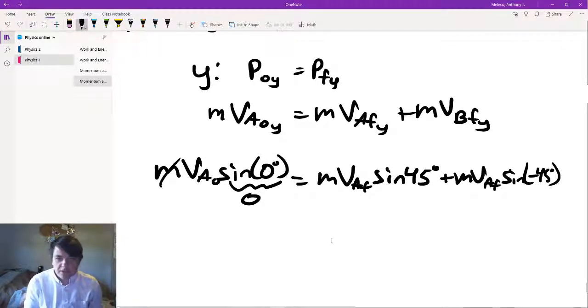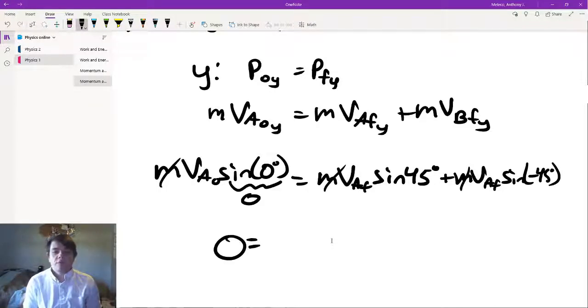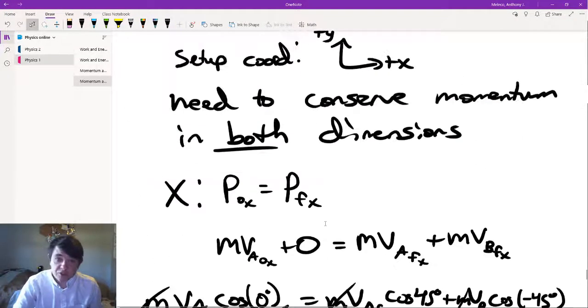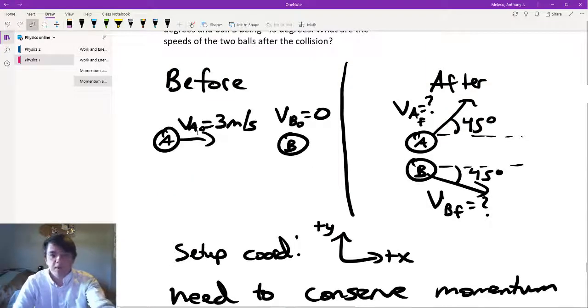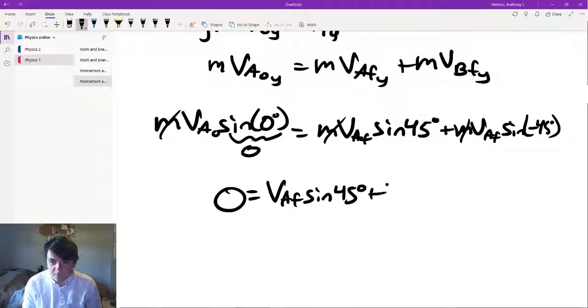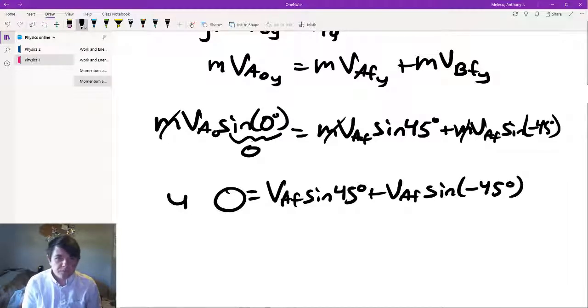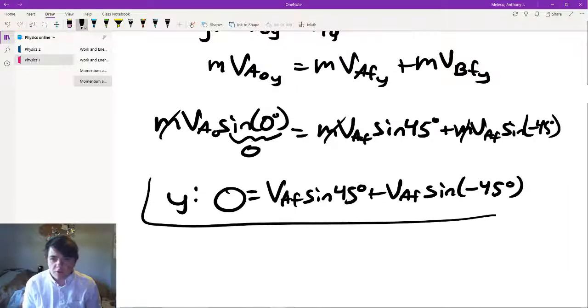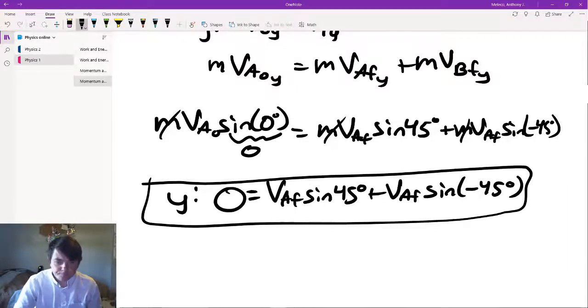Once again, the m's all cancel. More than that, this guy's just 0, because sine of 0 is 0. So we don't actually have any momentum in the y initially. And if you look at this, nothing's moving in the y. Makes sense. Here we have VA final sine 45 degrees plus VB final sine minus 45 degrees. This is our y. So these are our 2 equations so far.